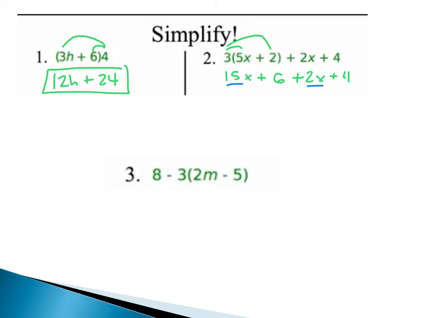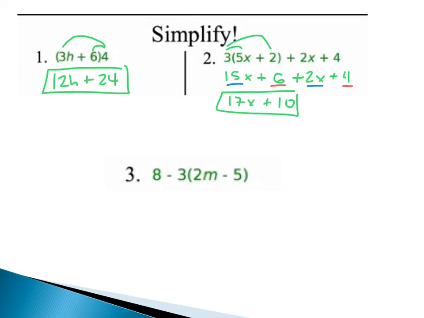So 15x plus 2x, that's going to give me 17x. And then I have 6 and 4. Combining those together, that's going to give me plus 10. Okay? So again, distributed, and then we can just use the same idea as we started off with by combining like terms. All right, next one.